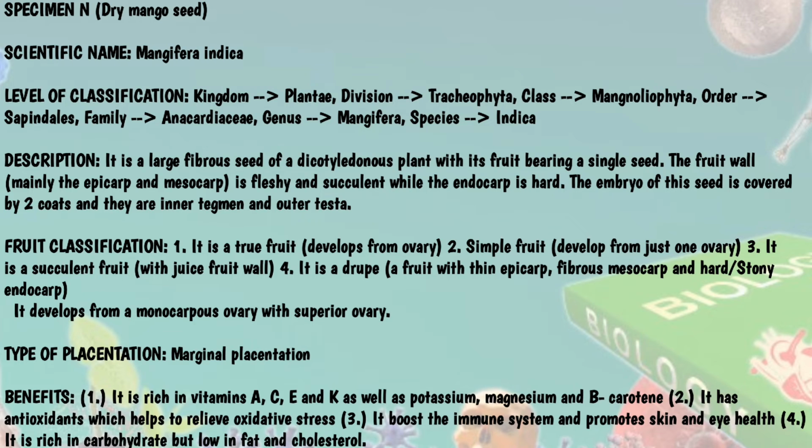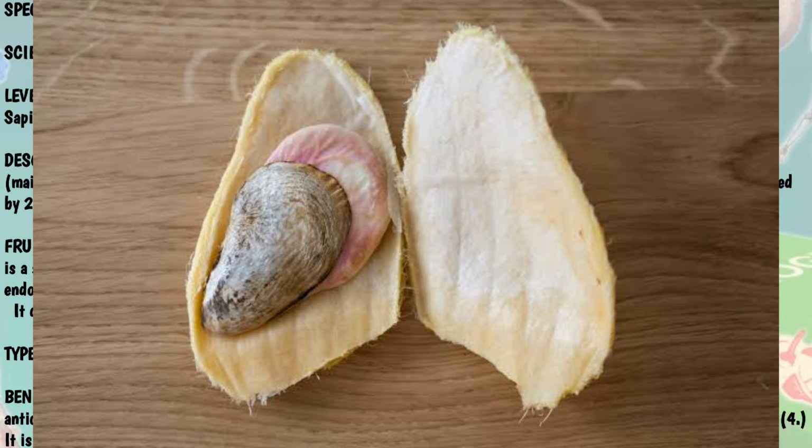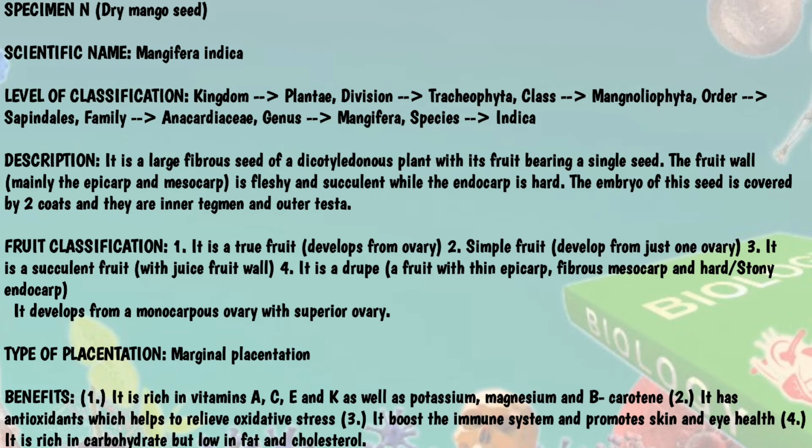So moving quickly, that hard part is called an endocarp. So the seed is covered by a hard endocarp, and then the embryo stays within that endocarp. And for extra knowledge, the embryo located within the seed is covered by two coats. We have the inner tegmen and then the outer testa.